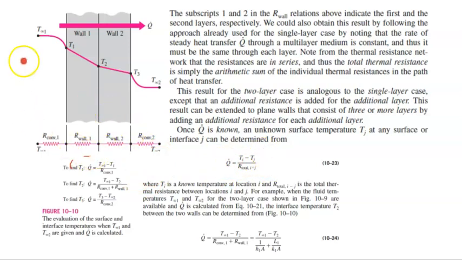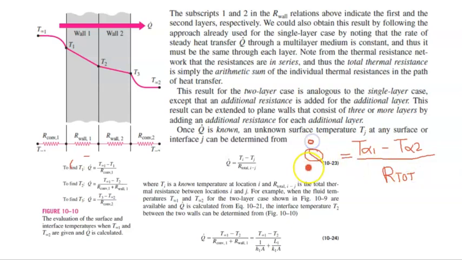I can come up with an equation. This is the initial temperature, and that's the final temperature. So T infinity 1 minus T infinity 2, divided by R total. R total, I have to add all the R's together, equal to the heat transfer rate.